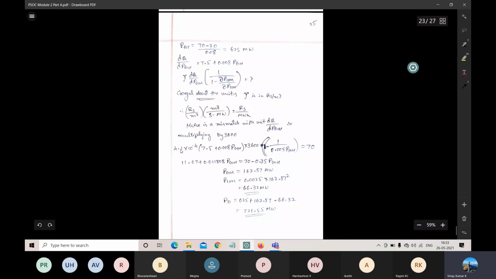The final equation is 4.1 into 10 raised to minus 4 of 7.5 plus 0.008 PGH. This is the characteristic equation given in our problem. Multiply that with 3600, then 1 minus dou P loss by dou PGH, that is 0.005 PGH, equals 70. If you calculate these, PGH will be 162.87.